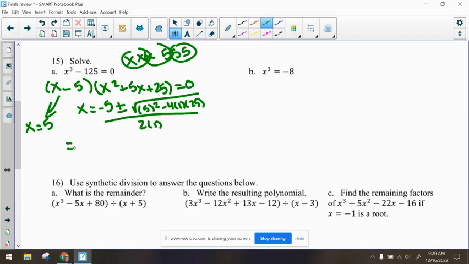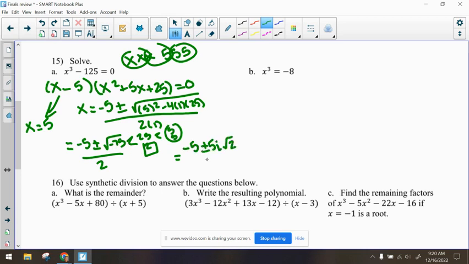So we're going to start to simplify here. Negative 5 plus or minus root negative 75 over 2. 75 breaks down into 25 and 3, 25 into 5 and 5. So the 5s match. 3 stays behind. It's a negative number, so I know I need to take out an i as well. So negative 5 plus or minus 5i root 3 over 2. I would want to check if there's any simplifying that we can do. For this one, there is not.